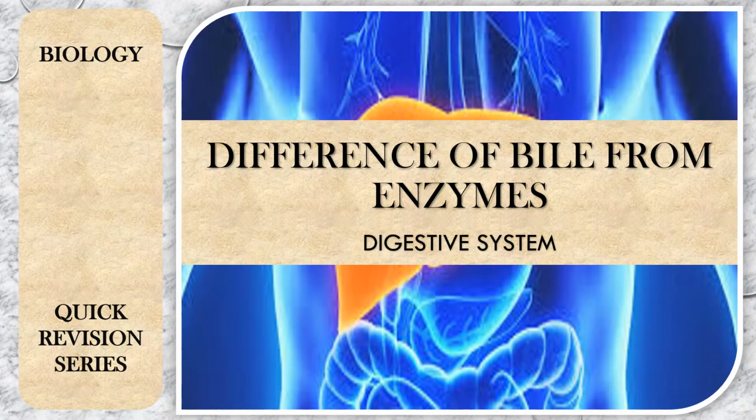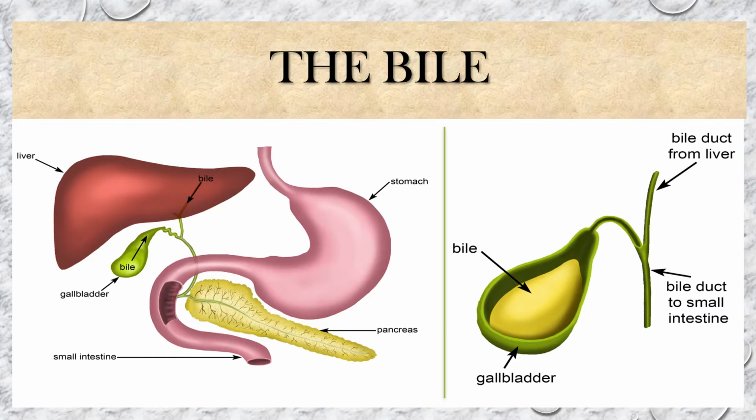Today's topic is the difference of bile from enzymes. Bile is a substance produced by the liver. So you can see here the liver and the small intestine, and to the right is the stomach on the left side of the drawing. It illustrates that the bile is from the liver, then it will be sent to the small intestine, but it will first be stored in the gallbladder.